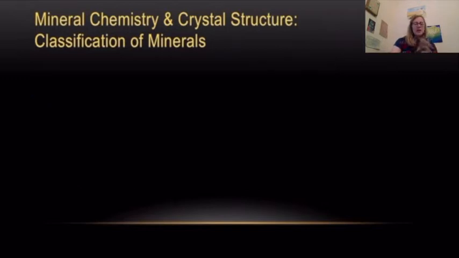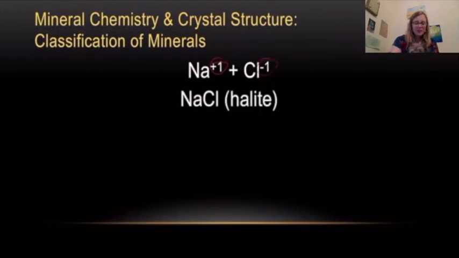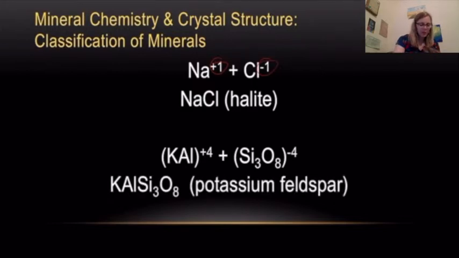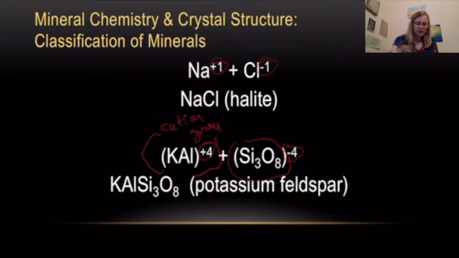All right, so here we go. We've got sodium, +1, which means cation or anion? It's a cation. And chloride has a -1 charge, so it's an anion. They come together and they build sodium chloride or halite. In potassium feldspar, I've got a group of elements, potassium and aluminum, that come together, and when they're together, they make a positive charge. And then I've got silicon and oxygen, and when they come together, they make a negative charge. So this is a cation group. This is an anion group.